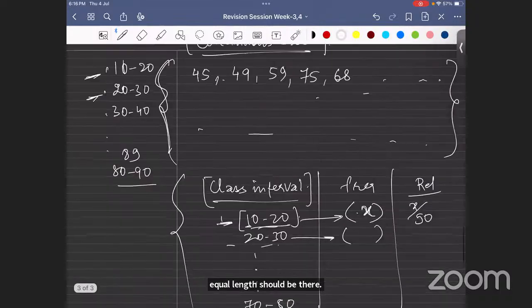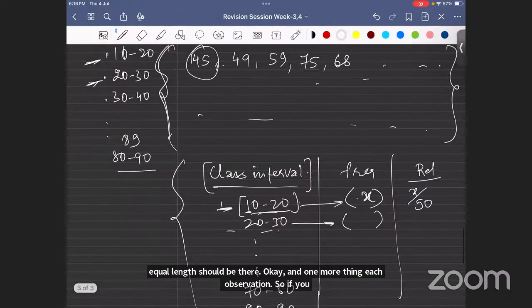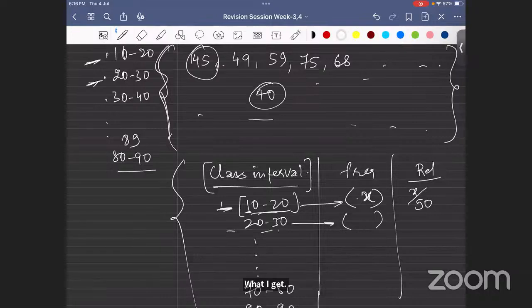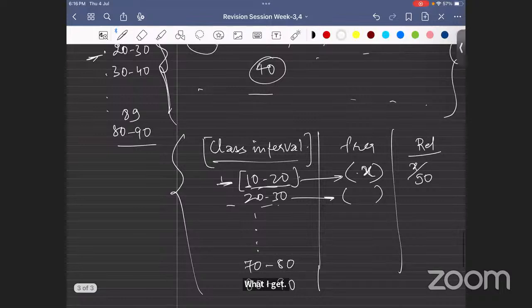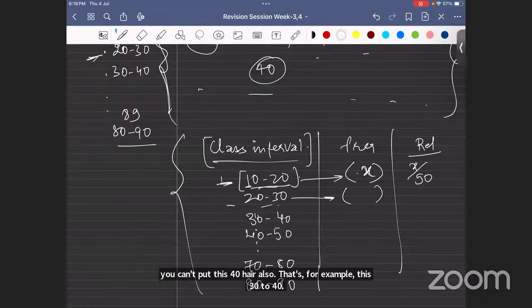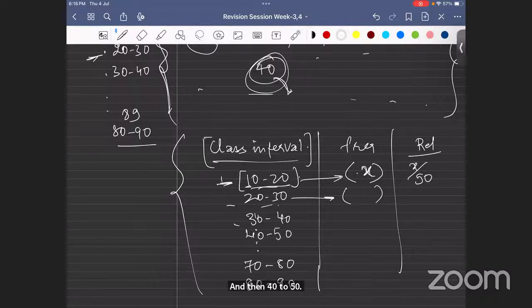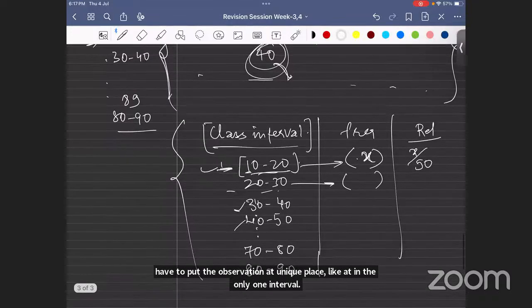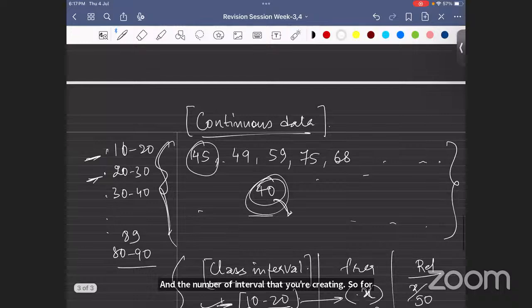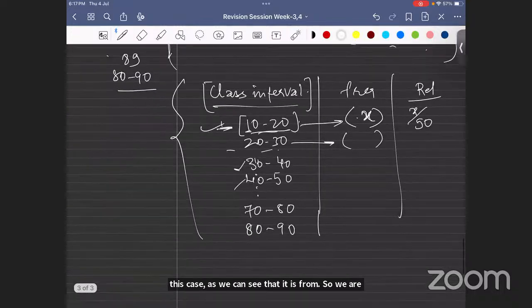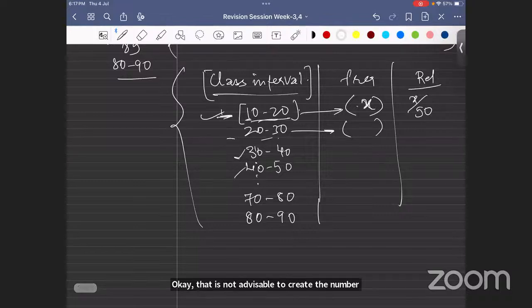If you are dealing with an observation, for example 40, you can't put it in two class intervals. Let's say the intervals are 30 to 40 and then 40 to 50. It is a red flag to put this 40 in both places. You have to put the observation in a unique place, in one interval. And for the number of intervals, in this case you are creating 8 to 9 intervals, which is totally fine. You should not create more than 20 or 25 class intervals. It is not advisable to create a very large number of class intervals.